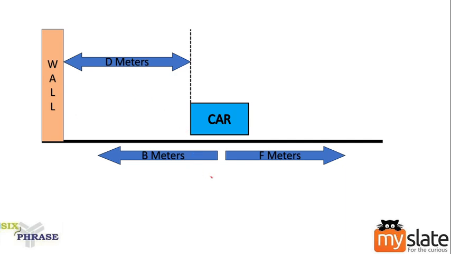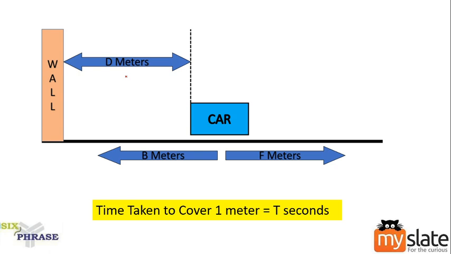It moves forward by f meters, backward by b meters, the distance is d meters, and there is one more data also. Remember, time taken to cover 1 meter. So you are also given that the time taken to cover 1 meter is t seconds. This is your given data.